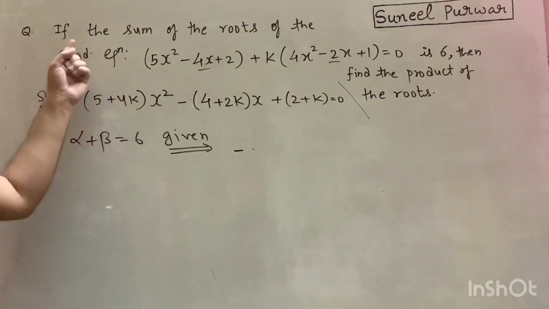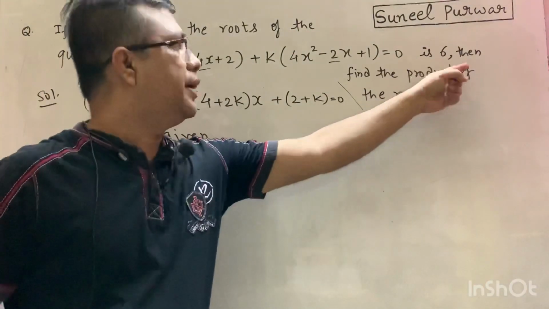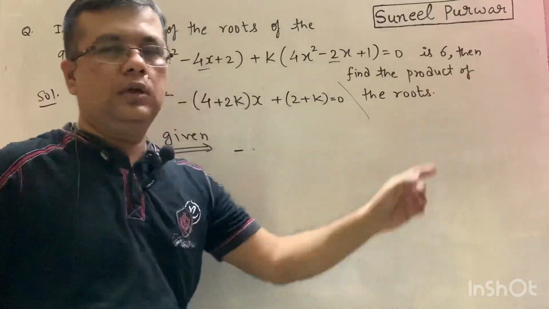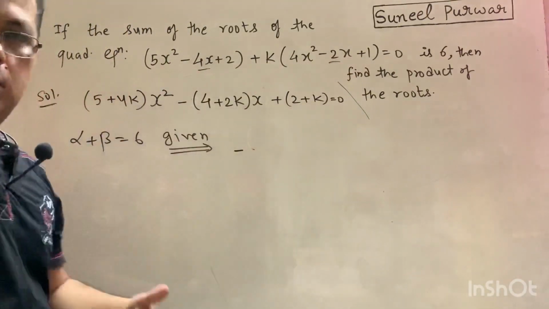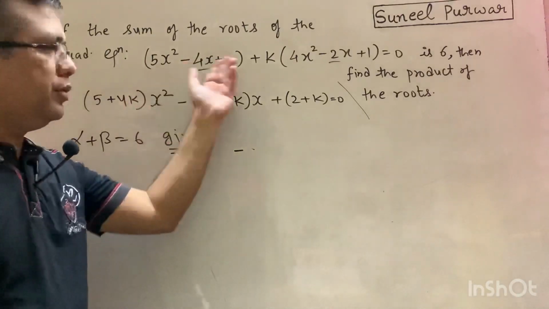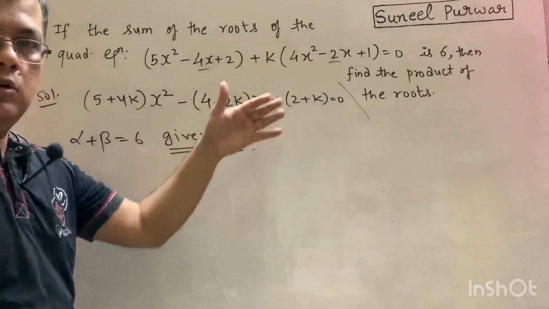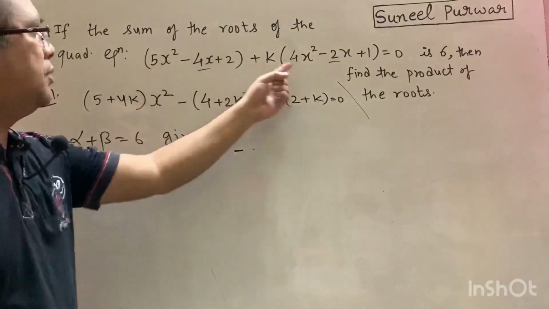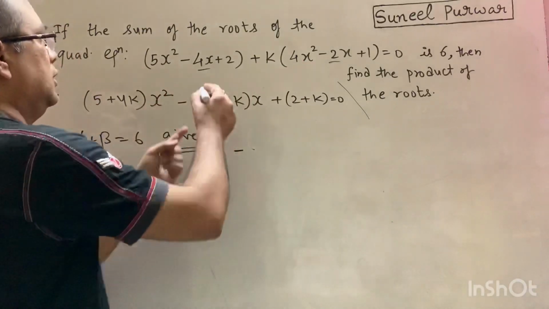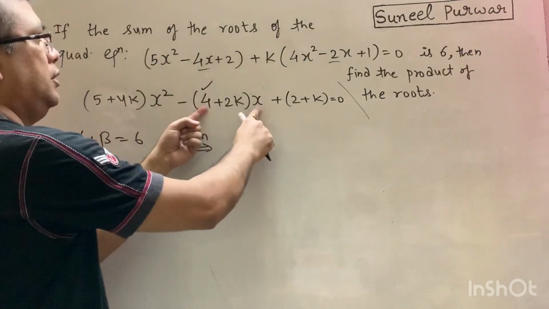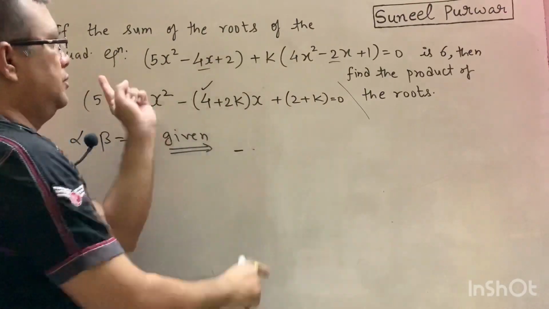See this question: if the sum of the roots of this quadratic equation is 6, then find the product of the roots. So first of all, some of you may not understand how this is a quadratic equation. You simplify this equation, combining like terms. So x square, you club them together, so you will have 5 plus 4k into x square. In total, how much x do you have? Minus 4x, alright, and then minus 2kx.